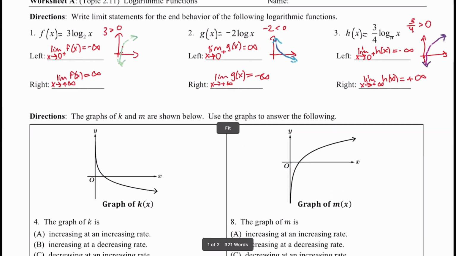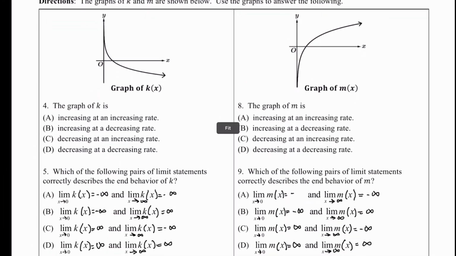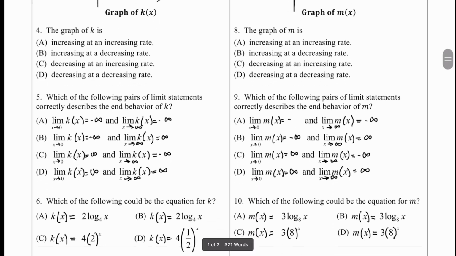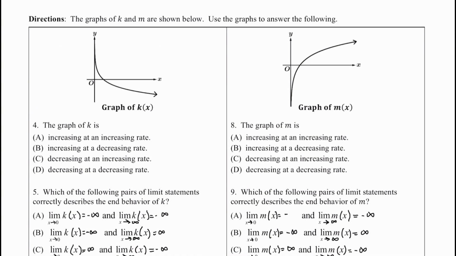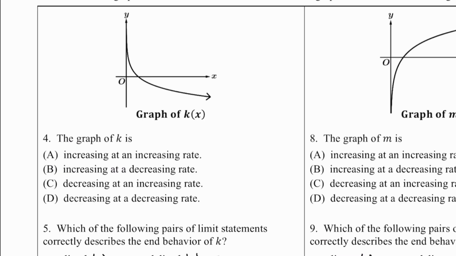Alright, so our next question, we have a set of questions here. Each graph is going to have 4 questions contained with them. So our first one is a graph of k of x. We see that the graph is decreasing. Okay, and it's also saying rate. And just so you remember, rate is the same thing as rate of change or slope.